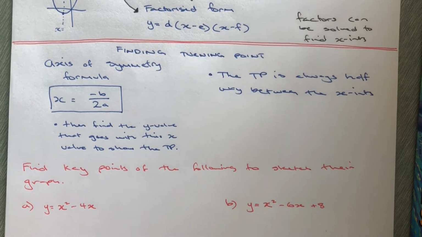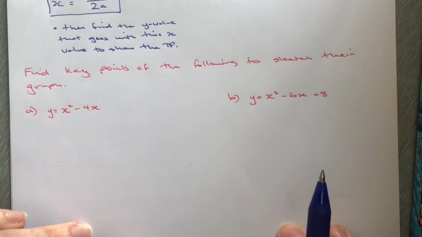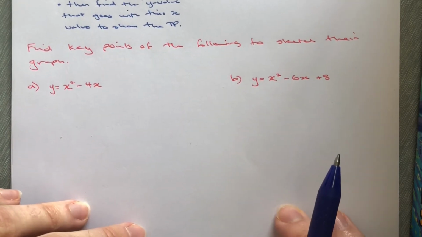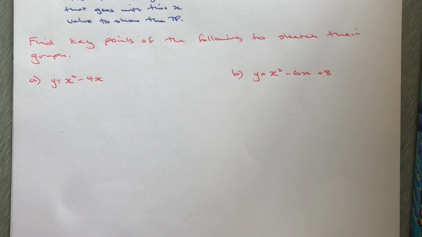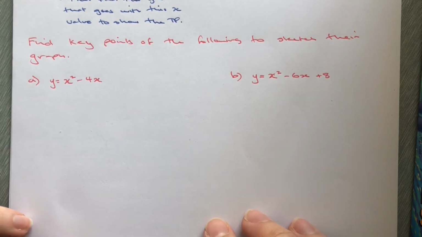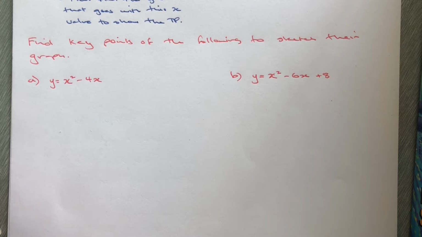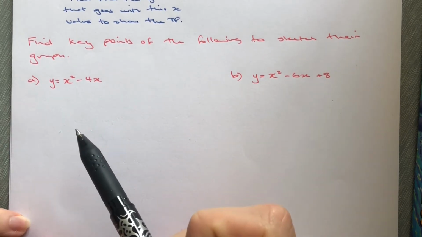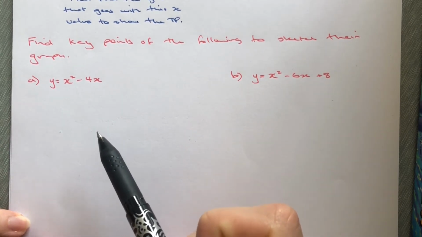So let's start on these few examples. There's 4 of them, so it might take a little bit of time, but I just want to make sure we're really clear about it. All right, so we want to find all the key points in order to be able to sketch the graphs. Let me find my pen. Okay. So we need y-intercept, we need turning point, and we need x-intercepts.